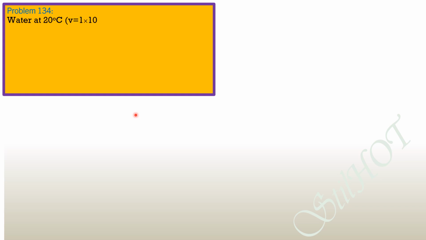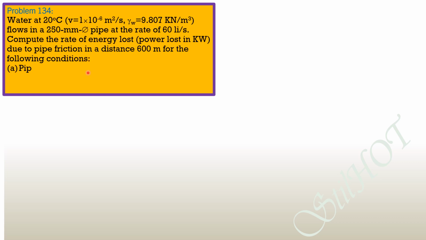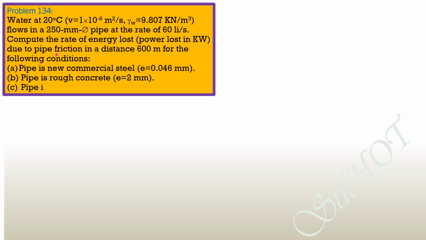Problem 134. Water at 20 degrees Celsius, of kinematic viscosity 1 times 10 to the negative 6 square meter per second and specific weight of 9.827 kilonewtons per cubic meter, flows in a 250 millimeter diameter pipe at the rate of 60 liters per second. Compute the rate of energy lost or power lost in kilowatts due to pipe friction in a distance of 600 meters for the following conditions. First, pipe is new commercial steel with roughness of 0.046 mm.